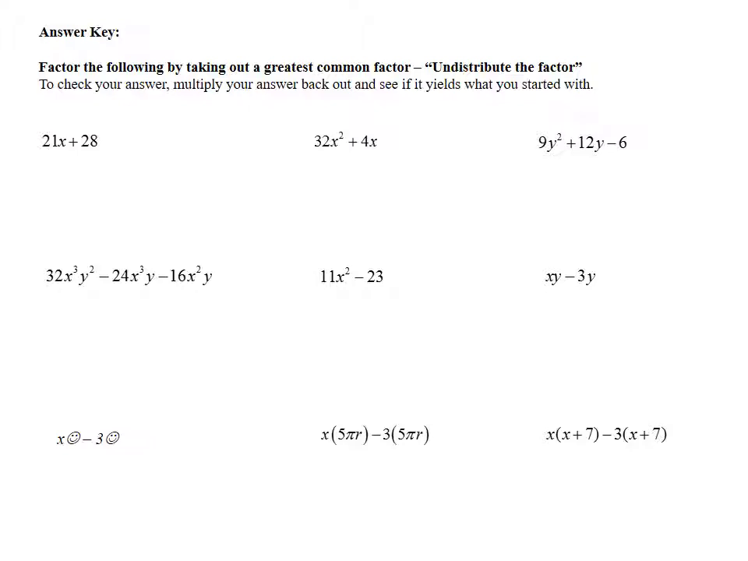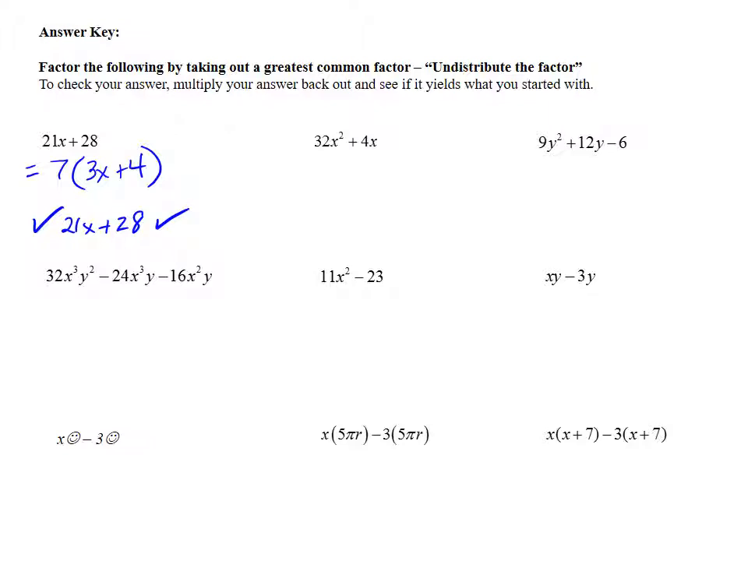21x plus 28, there's a common 7 in both of those terms. When I take 7 out, I get 3x plus 4 left in the parentheses. If I wanted to check that, I would multiply the 7 back through. 21x plus 28, and that's where we started, so that checks.